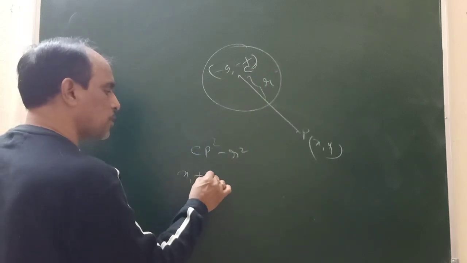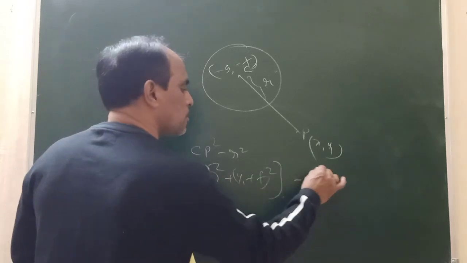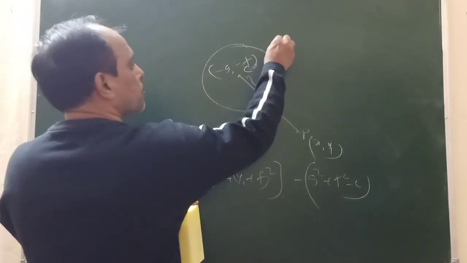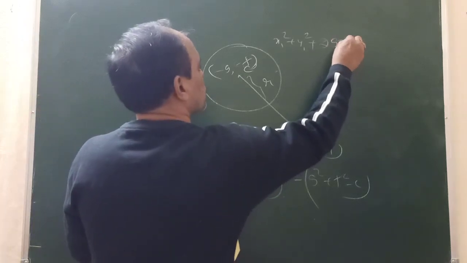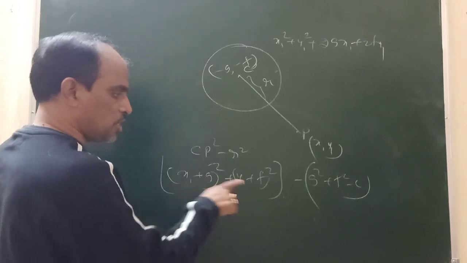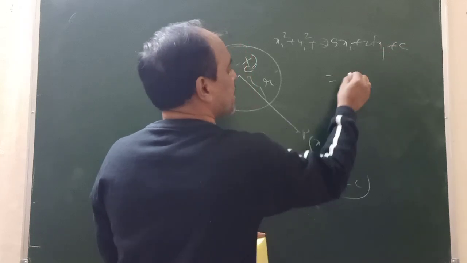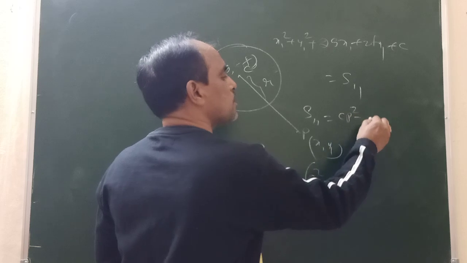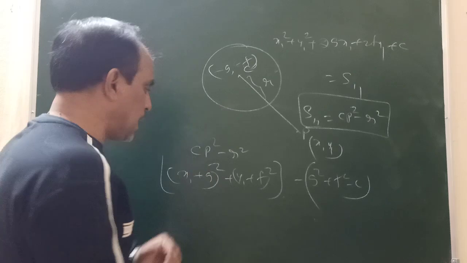CP square means (x1 plus g) whole square plus (y1 plus f) whole square minus (g square plus f square minus c). So what you will get here? x1 square plus y1 square plus 2g x1 plus 2f y1. g square plus f square gets cancelled, and here we have minus of minus, plus c, that is nothing but S11. So remember this one, S11 is nothing but CP square minus R square. Where we can use this formula, I will explain.